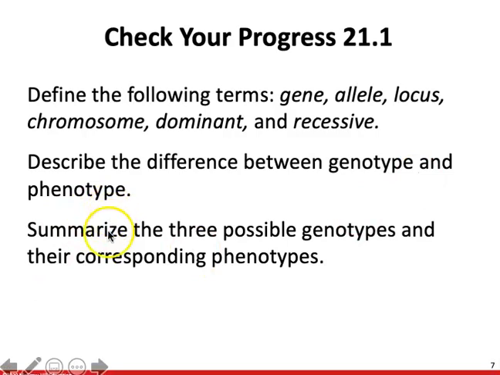And then summarize the three possible genotypes and their corresponding phenotypes. Yes, go ahead and do this. You will get lots of practice with identifying genotypes and phenotypes. So make sure that you do know the difference between homozygous dominant, heterozygous, and homozygous recessive, and then what phenotype we would see. In the case of a homozygous dominant individual, you would see the dominant phenotype. In the case of a heterozygous individual, you would see the dominant phenotype. In the case of a homozygous recessive individual, you would see the recessive phenotype.